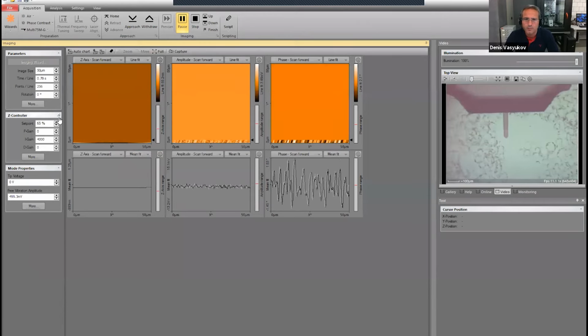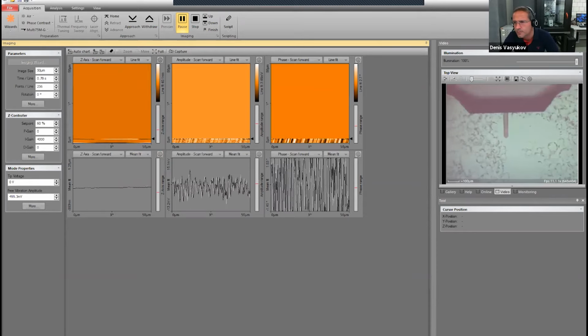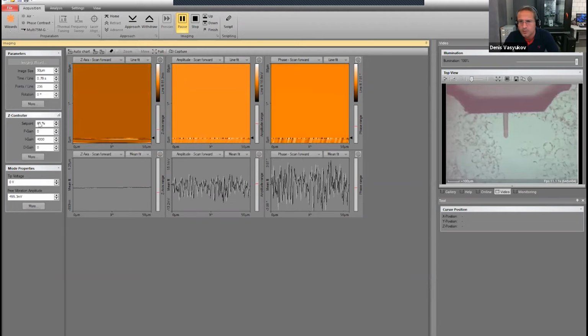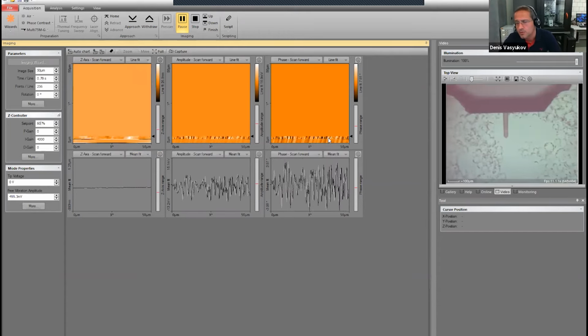So maybe increase a bit the set point. So essentially the set point was too low and the tip was barely touching the surface, and now you started to see magnetic imaging in the phase. So in fact, because the sample is so flat, you can do magnetic imaging already in contact.